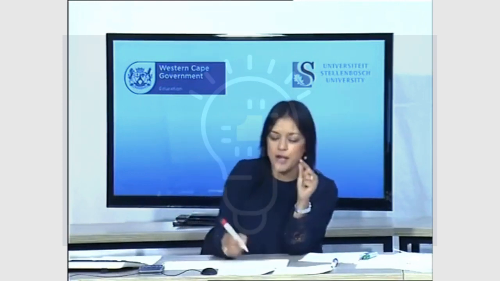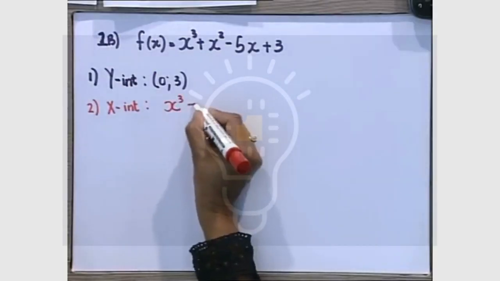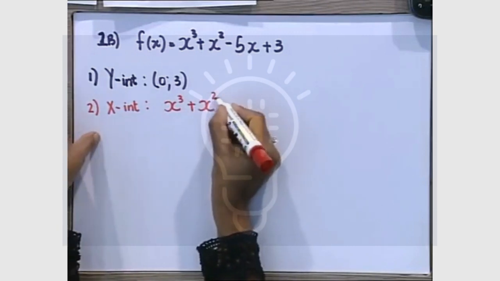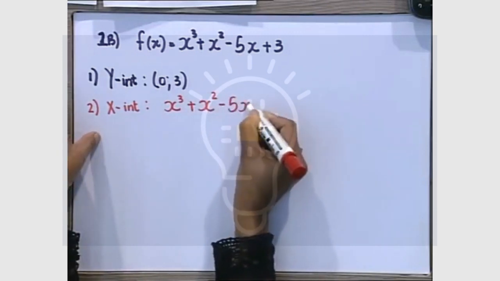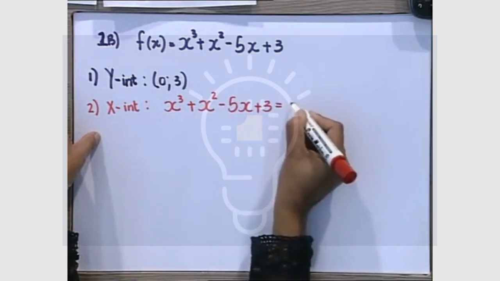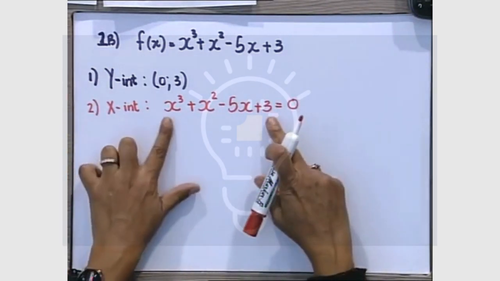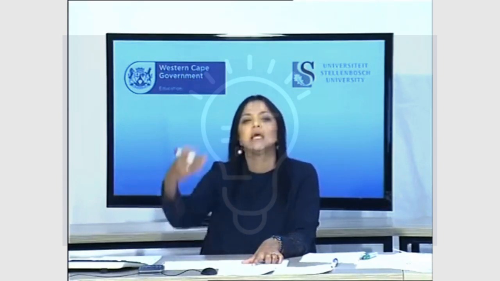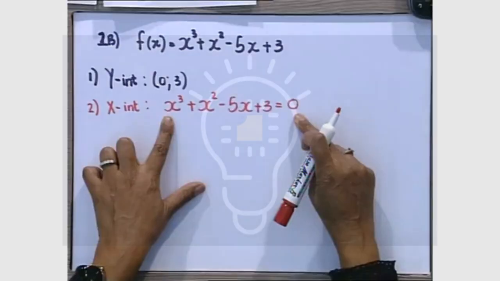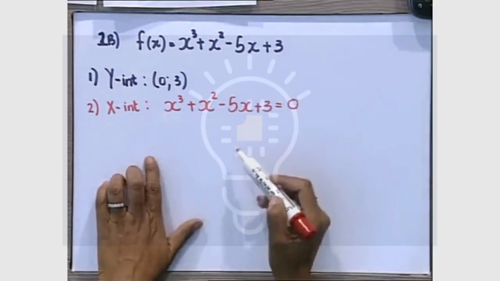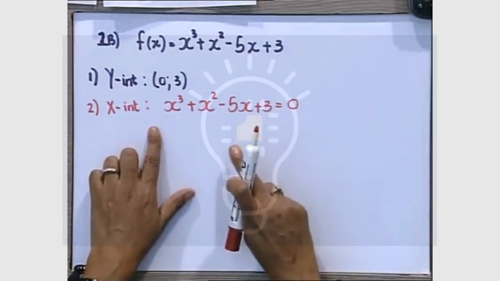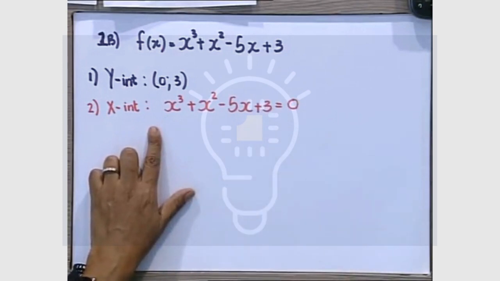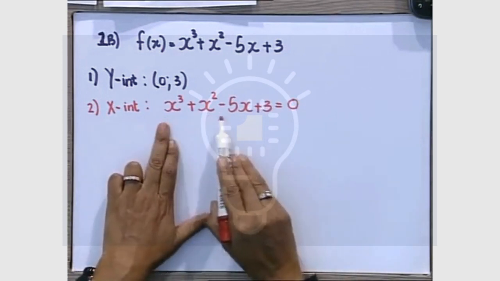Take your function, your f of x, it's x cubed plus x squared minus 5x plus 3 is equal to 0. Remember, you want to find your x-intercepts. So where does this graph cut the x-axis? Obviously, on the x-axis, y is 0. Now you need to find your first bracket. How did we find the first bracket? You need to find a factor.